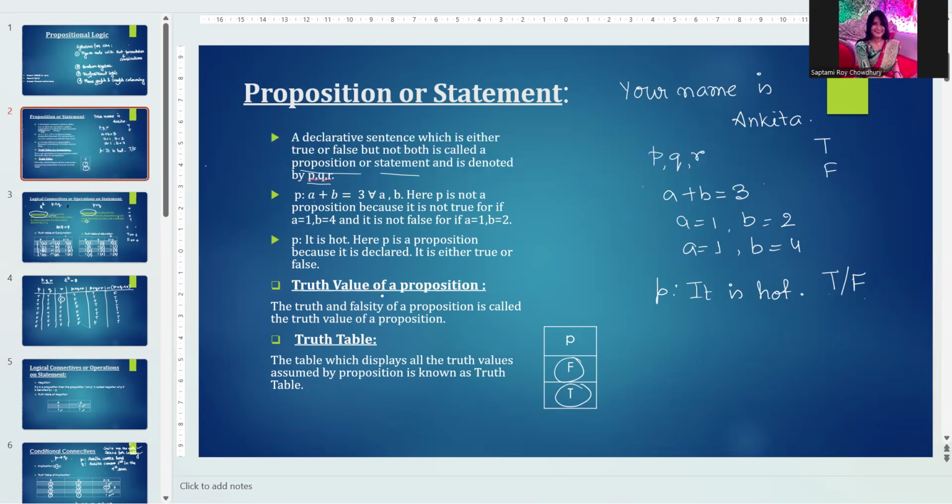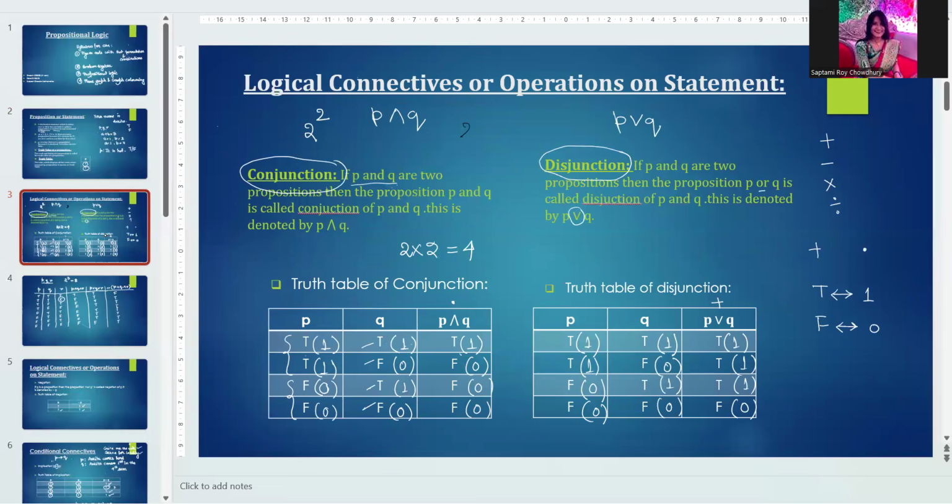Truth value of a proposition: the true value and the false value of a proposition is called the truth value of the proposition. Look at how we construct the table. P, true and false. This is the table for one proposition. Next, we go to the logical connectives or operators. First one is called the conjunction and second one is called the disjunction.